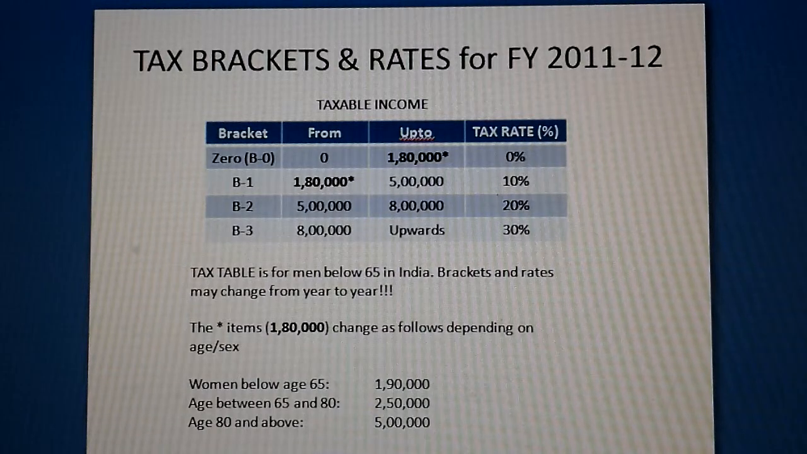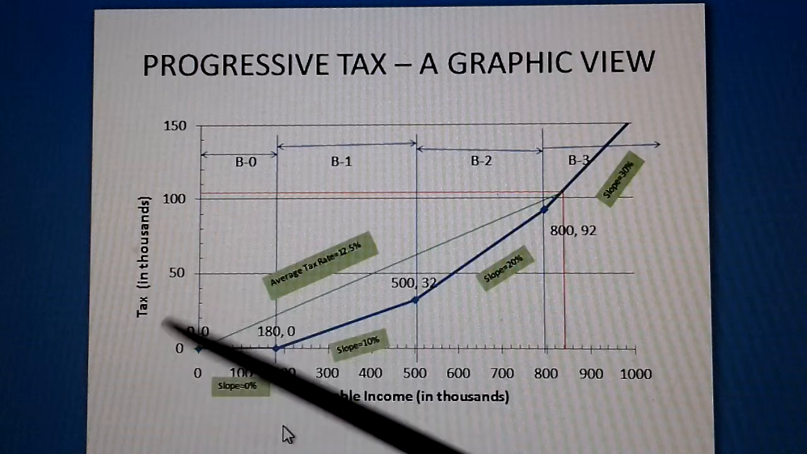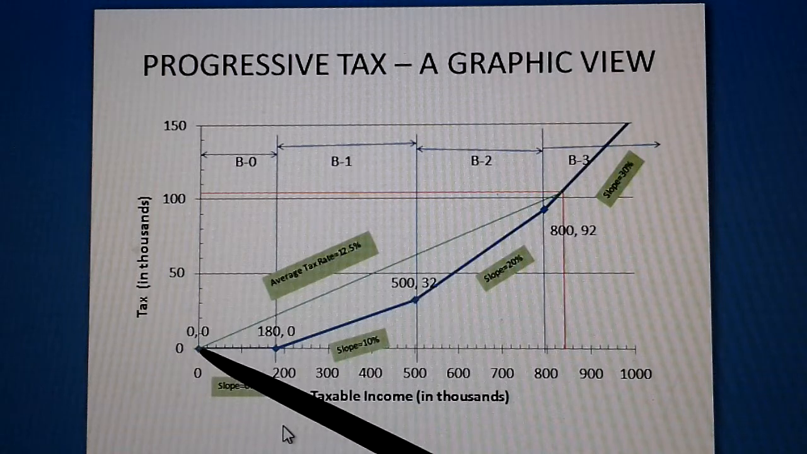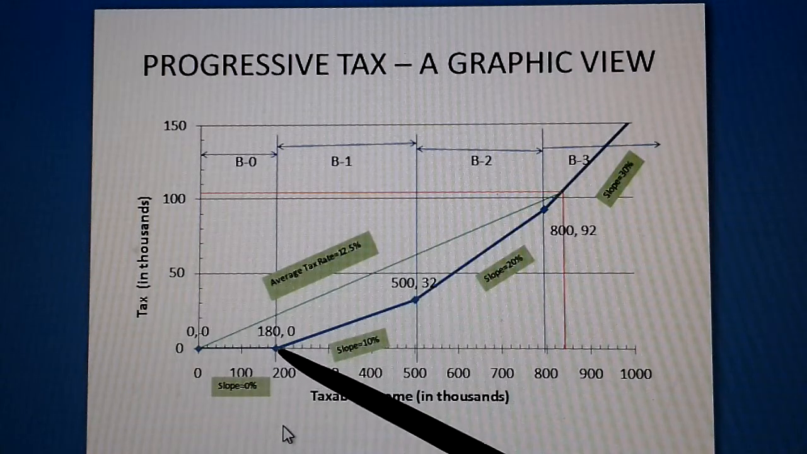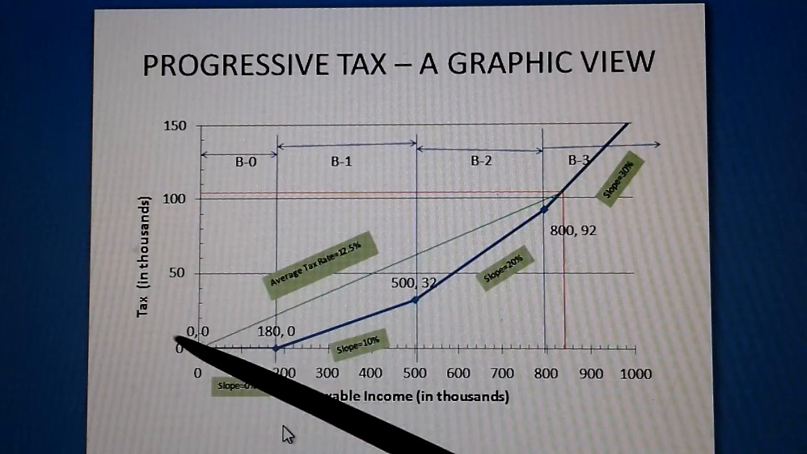Now, I'll show you a graphic representation of the same thing. After all, we're trying to input the taxable income and get the tax. That's the whole goal. This could be explained simply by having a graph in which we show the taxable income over here, in thousands, and on this axis we have the tax, also in thousands. You'll notice that between 0 and 180, your taxable income, there is no tax. And that's why this line remains at 0.